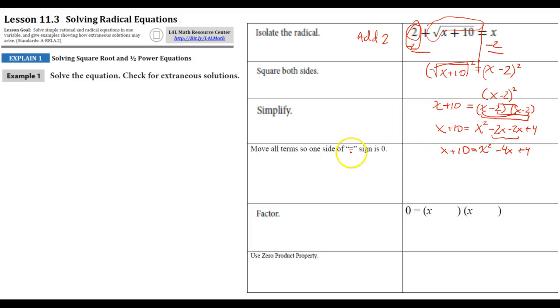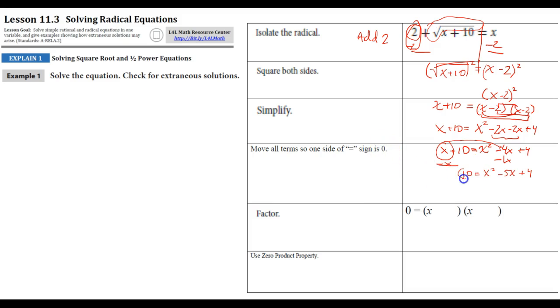The next thing we're going to do, just as it says here, move all terms so one side of the equal sign is 0. So we're going to move this x over. What's the opposite of a positive x? Negative, right? So I have 10 equals x squared minus 5x plus 4. We're almost there. This side is almost 0.